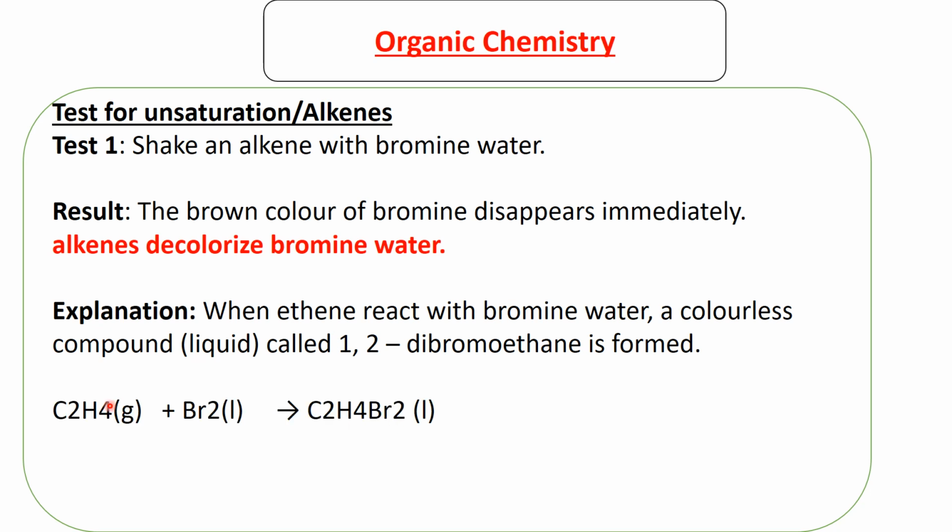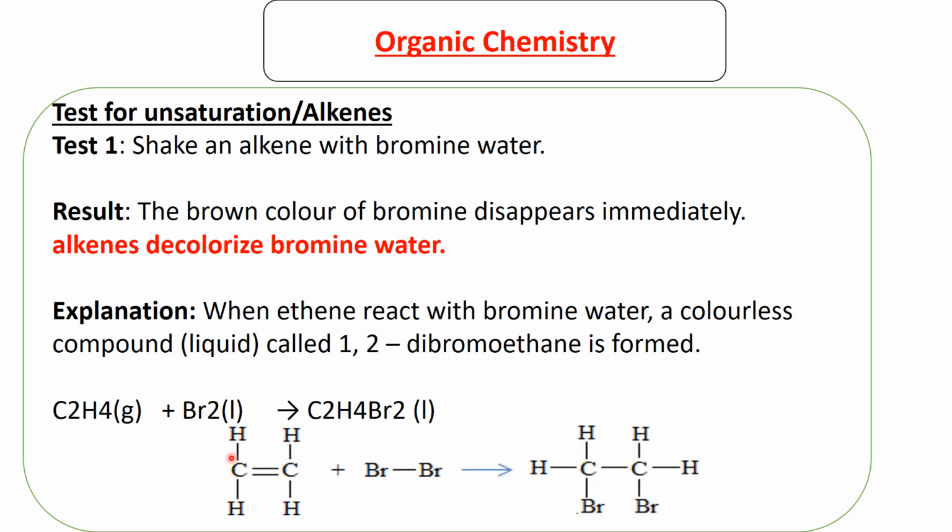So the reaction is this: ethene reacting with bromine to form 1,2-dibromoethane. The structure is this, so of ethene, bromine, and bromine. So what happens is these hydrogens are going to give space to bromine, then the bonds here are going to break, and then there will be new bonds that are going to be formed. So as you can see, it is more like ethane, but instead of hydrogen atoms here, it has bromine atoms.